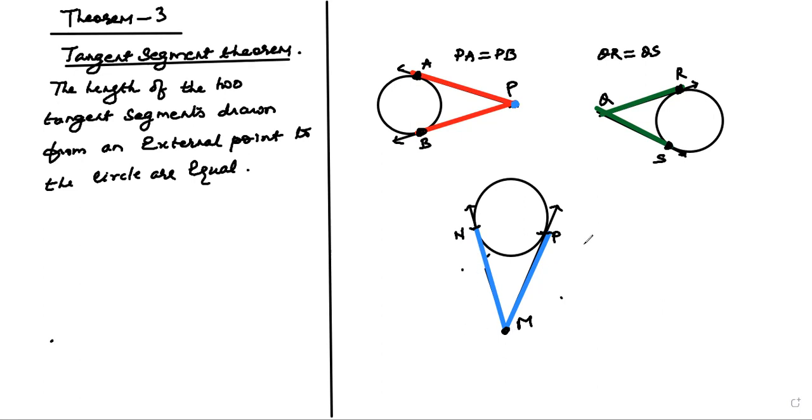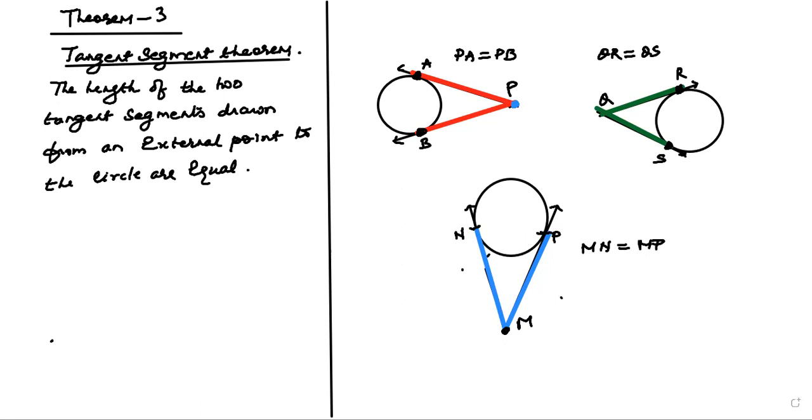Like MN equal MP, tangent segment. So remember, the moment you see a tangent segment drawn from an external point to the circle, it should come to your mind: they are equal. The length of the two tangent segments drawn from an external point to the circle are equal. This is called the tangent segment theorem. What is it called? Tangent segment theorem.